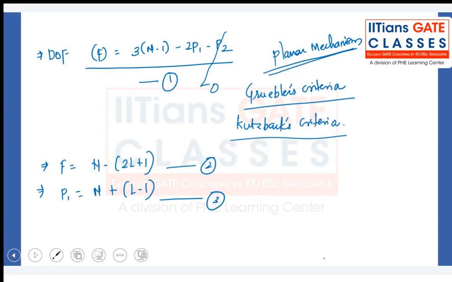Then the main topic we started, which is the degrees of freedom. From this, you can expect a problem. They'll ask you to find the degrees of freedom for a given mechanism. They'll give you the number of links, or some idea about it, and you have to come up with the degrees of freedom.